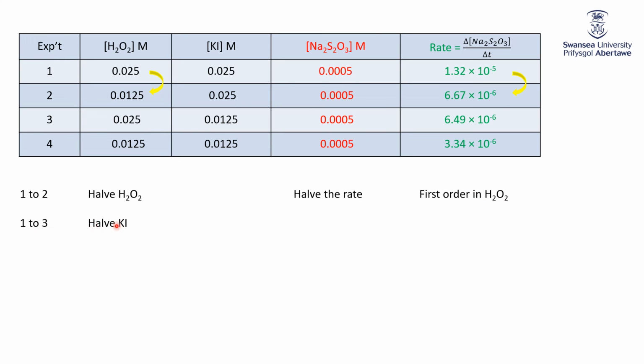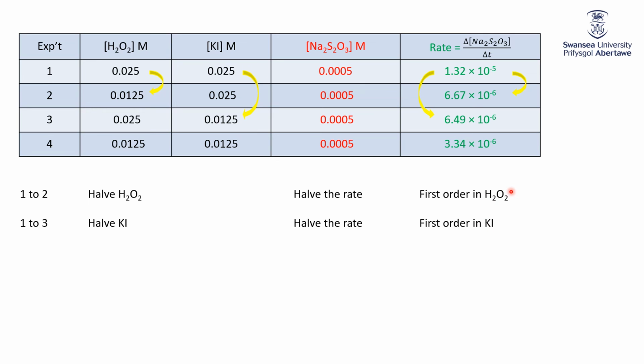Now again, going from 1 to 3, I halved the KI. We have the same peroxide, the same sodium thiosulfate. The difference is I have halved the iodide, and what's happened to the rate is, again, I have halved the rate. 1.32 times 10 to the minus 5 is twice 6.49 times 10 to the minus 6. Again, prove that to yourselves on your calculator. Notice it's not exactly 0.5 or 2, depending which way around you did it, but of course, this is an experiment. It's close enough. So again, half KI, half the rate, first order in KI.